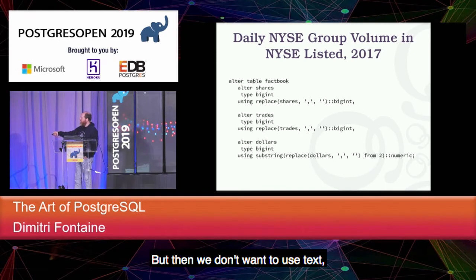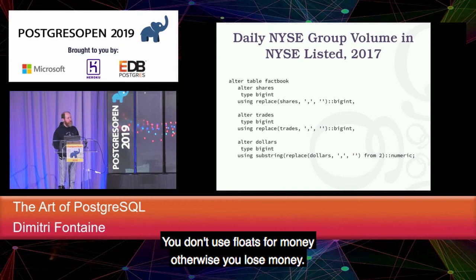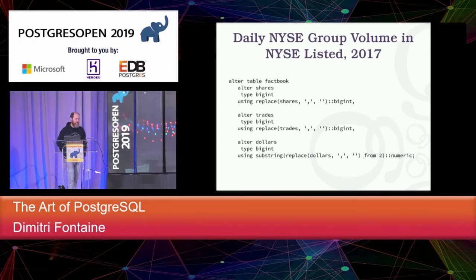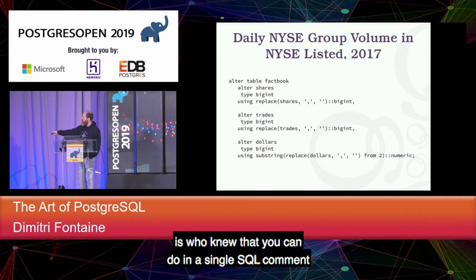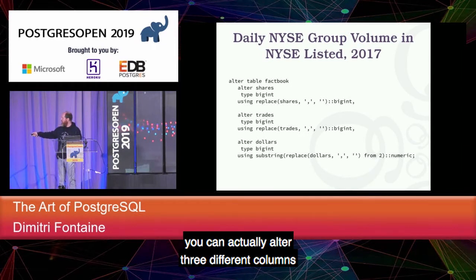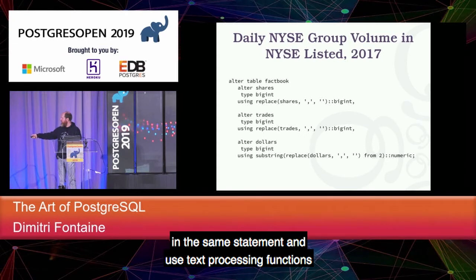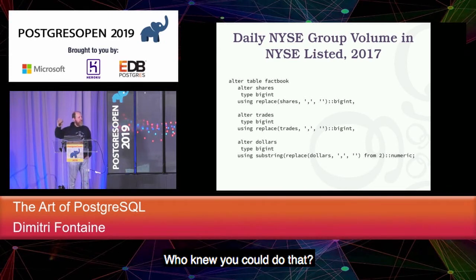But then we don't want to use text, we want to use integers and numeric. Because it's money here, you use numeric, right? You knew that, right? You don't use float for money, otherwise you lose money. Yeah, so don't do it. And the thing that I wanted to show you here is, who knew that in a single SQL command that is going to make a single table rewrite, you can actually alter 3 different columns in the same statement and use text processing functions to transform the data and make it suitable for the new data type. Who knew you could do that?